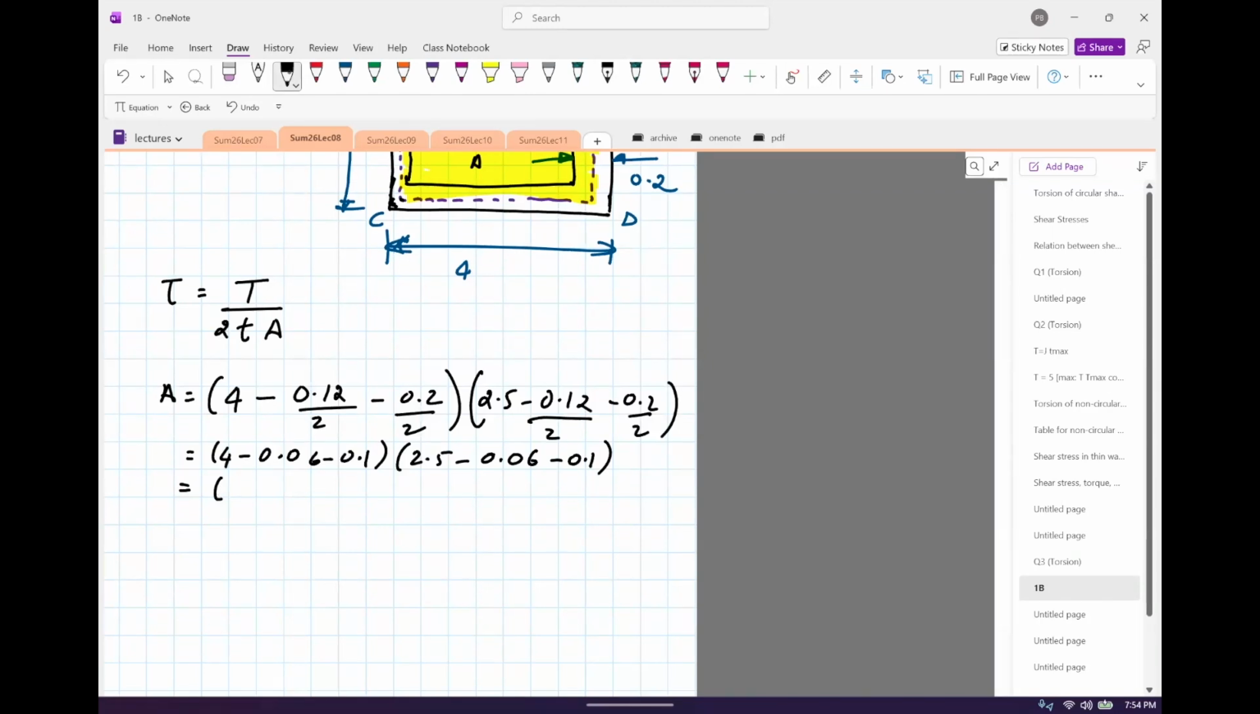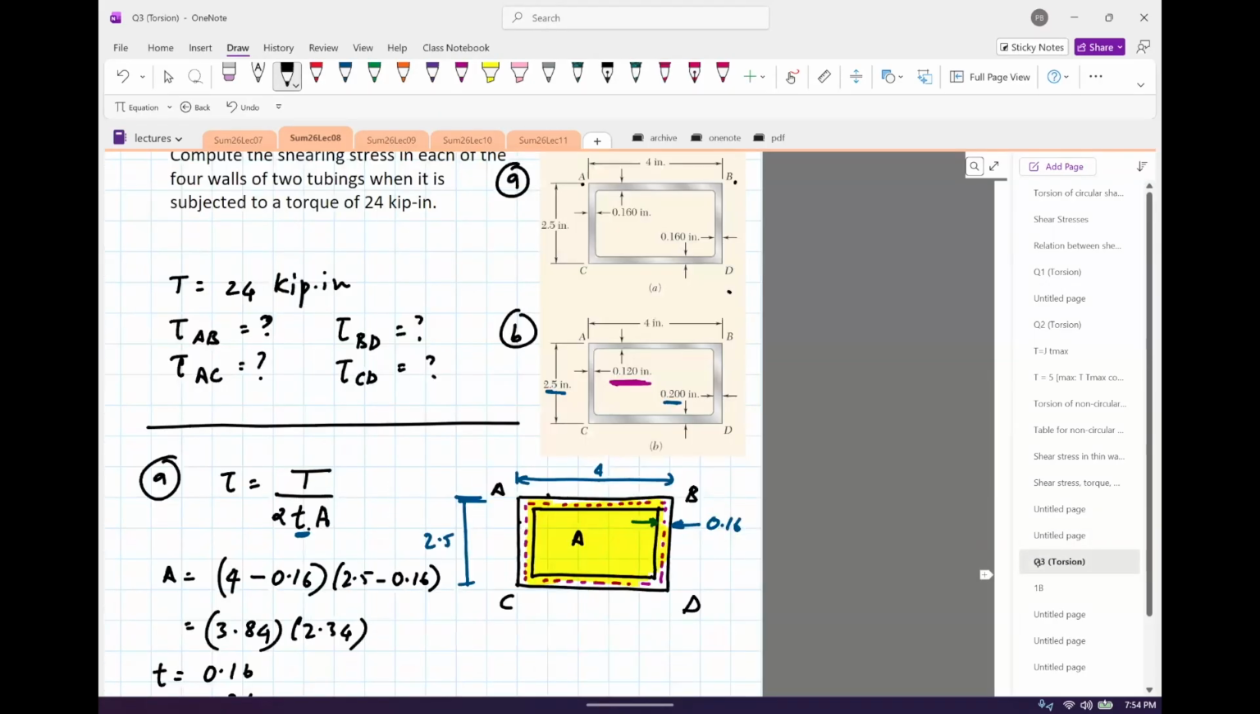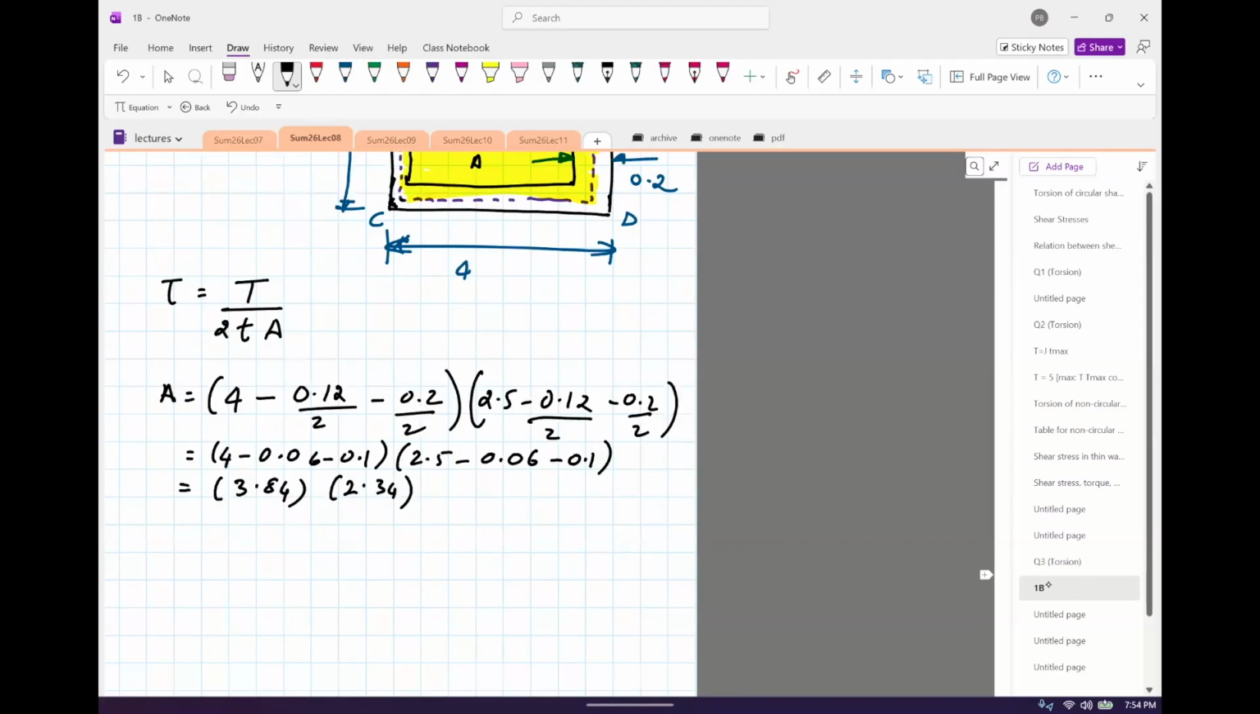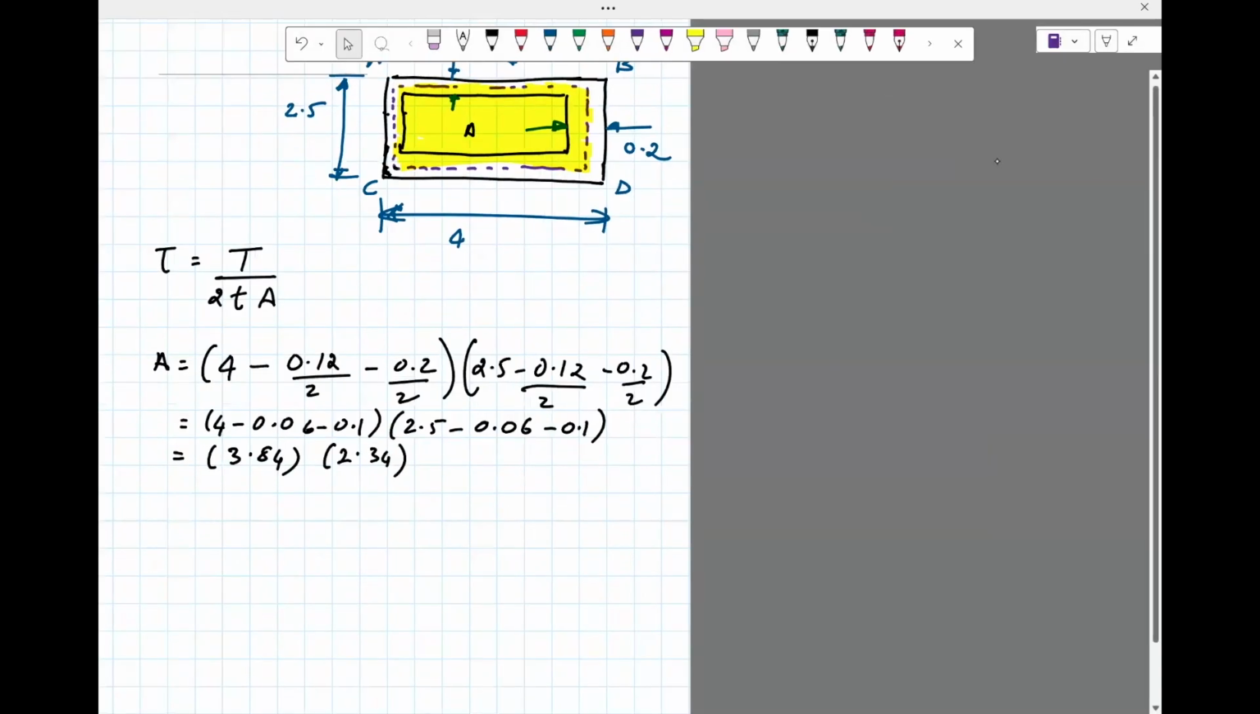So this thing over here comes out to 3.84, and then this comes out to be 2.34. Okay, this is identical to the area in the first part, 3.84 and 2.34. It's just the way the problem is designed. The areas are the same. So if the areas are the same, is the stress going to be the same? The answer is no, because the thicknesses are different. So let's see what you get.